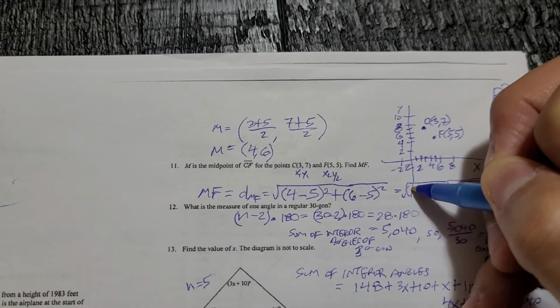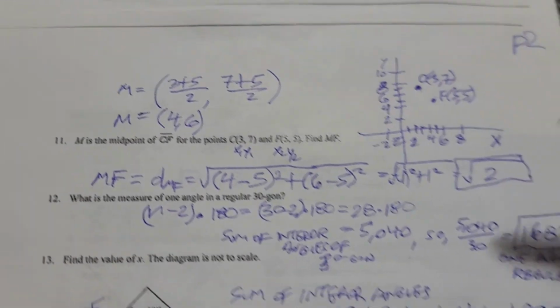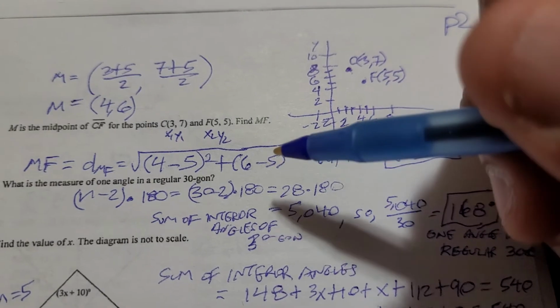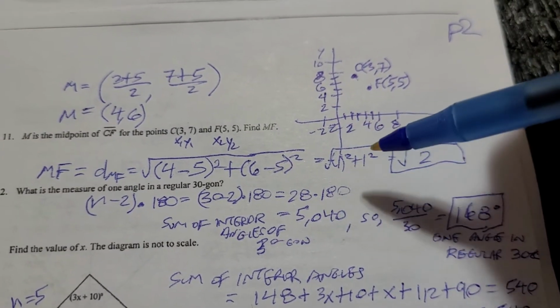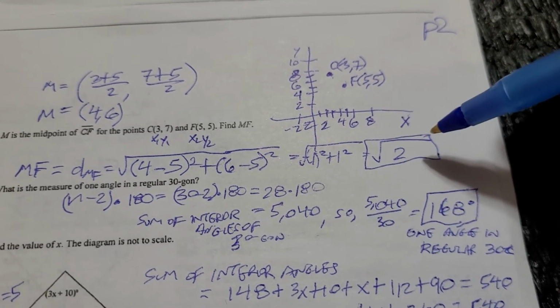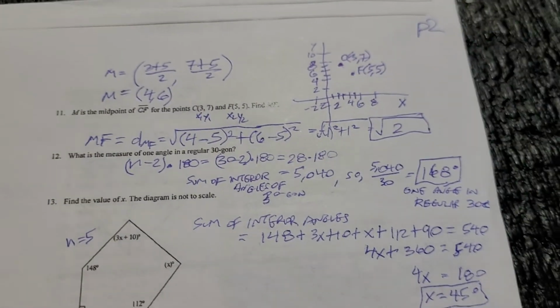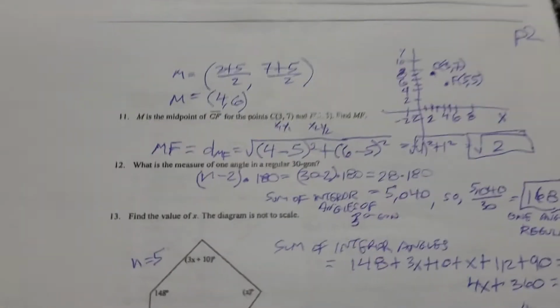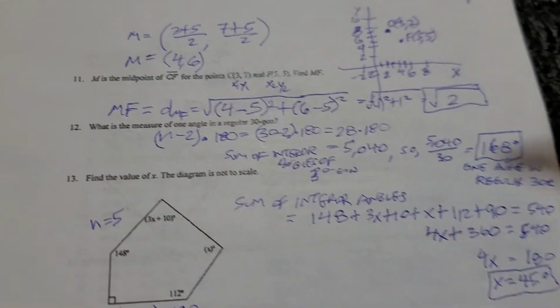It should have been -1 squared. But either way, that's going to be 1. And then 6 minus 5 is 1. -1 squared is 1. 1 squared is 1. 1 plus 1 is just 2, so that's square root of 2. Okay, a whole lot of effort just to explain something that's not that hard to find.